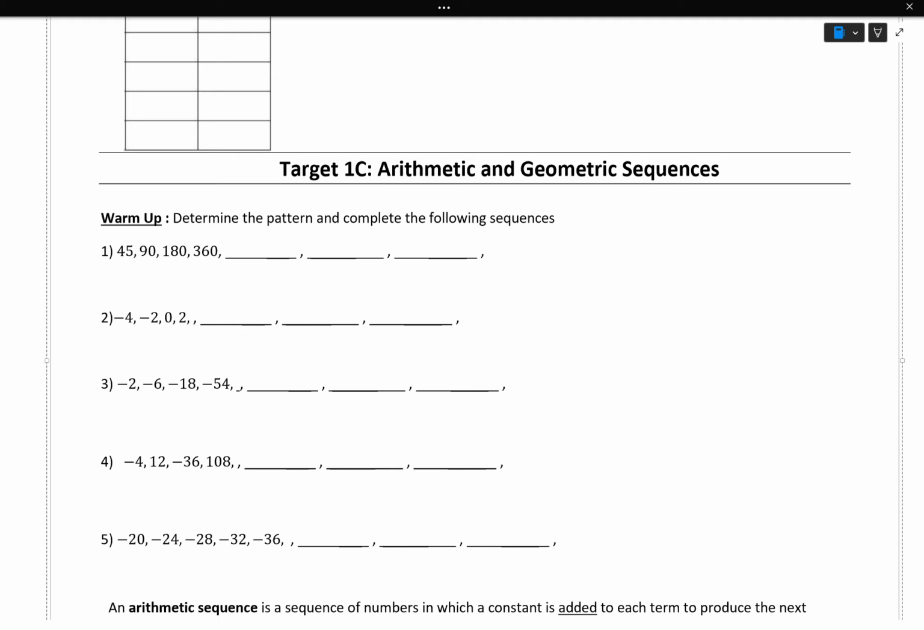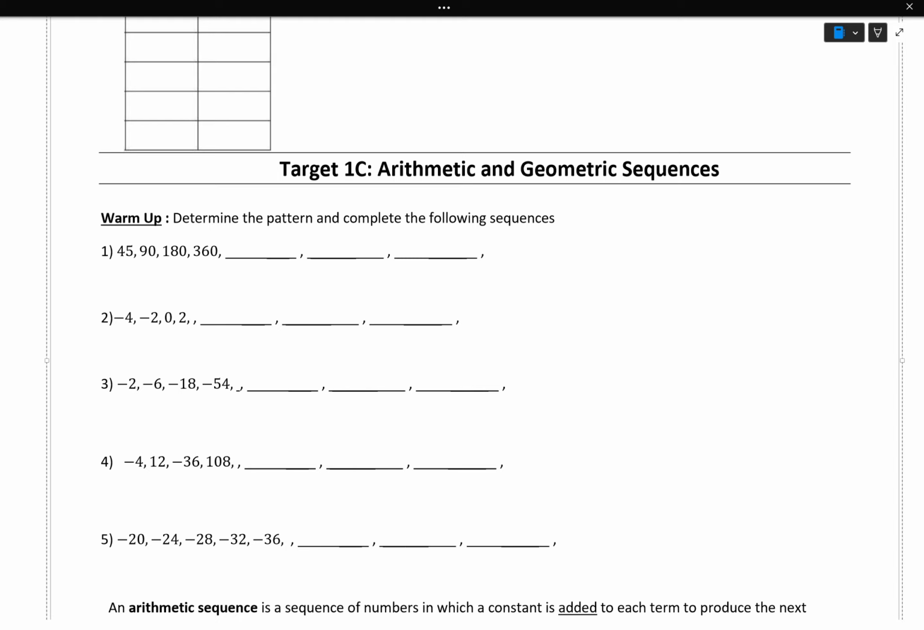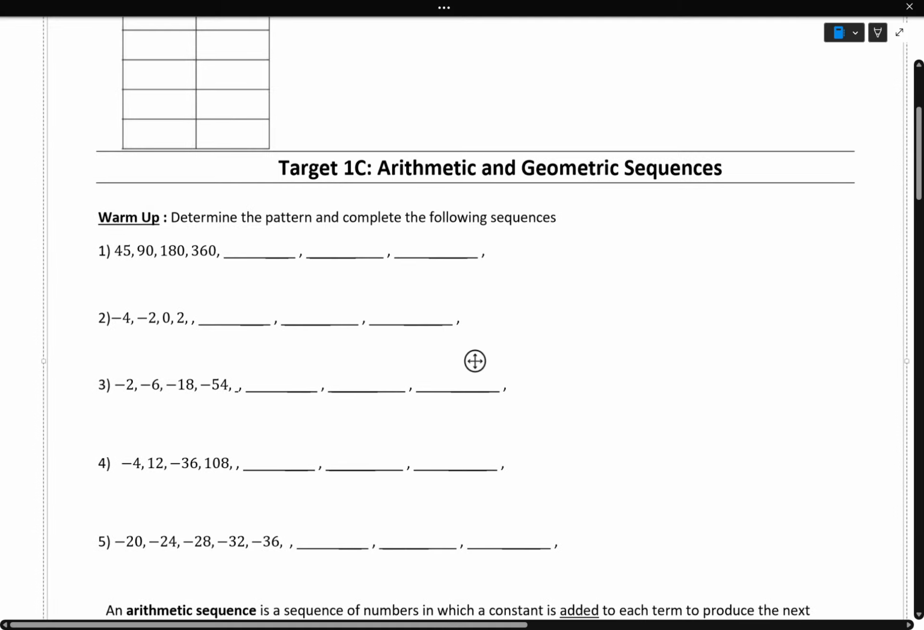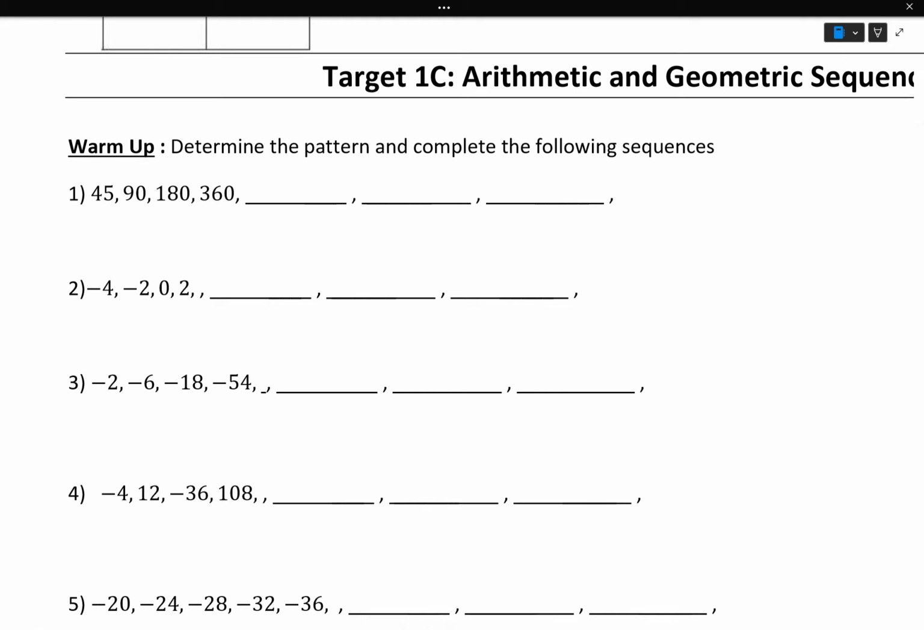Hello, and welcome to a little video about Target 1C, arithmetic and geometric sequences. All right, first, let's warm up by determining the pattern here. Take a look at number 1 and see if you can figure it out.